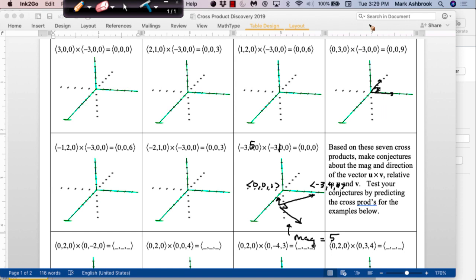What about when you're doing the dot product and the vectors are orthogonal? What do you get? 0. But in this case, we got magnitude of 9. We got the best case scenario is when they're orthogonal. In the dot product, the worst case scenario is when they're orthogonal.